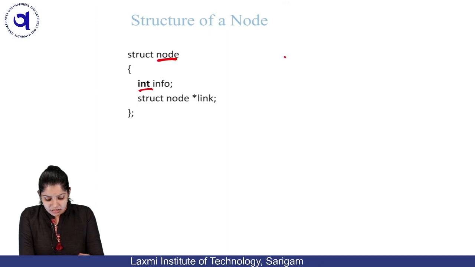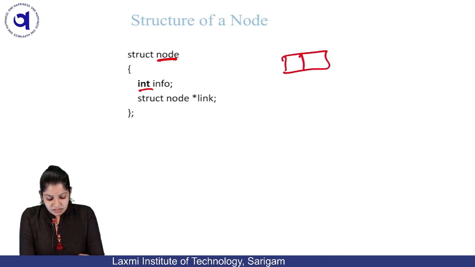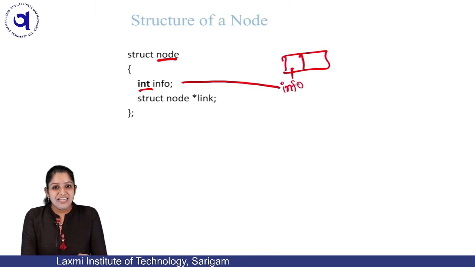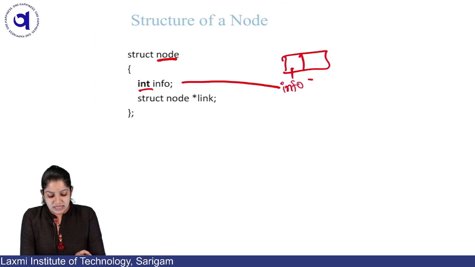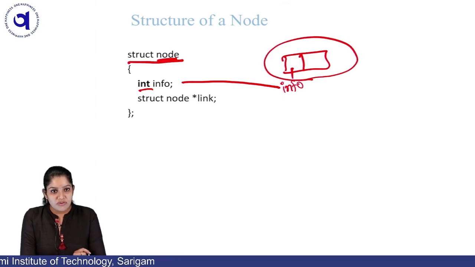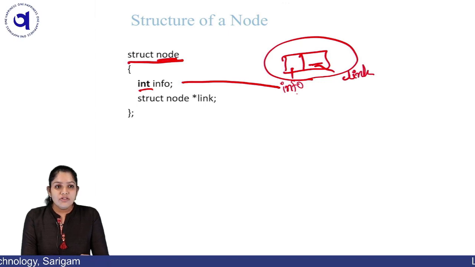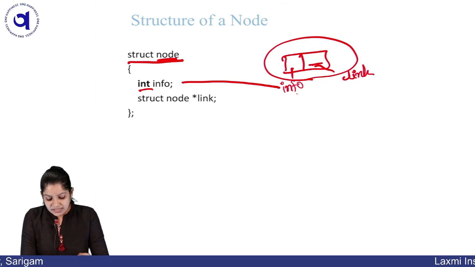So this is the first part, the info part, integer info. Ultimately it's a kind of capsule, and in a capsule you have little bits. So this entire structure is a kind of capsule. That is the structure node. Inside it, the first part is the info part, integer info. Now the second part is the link part. The link part will store the address of the next node, so that's star link.